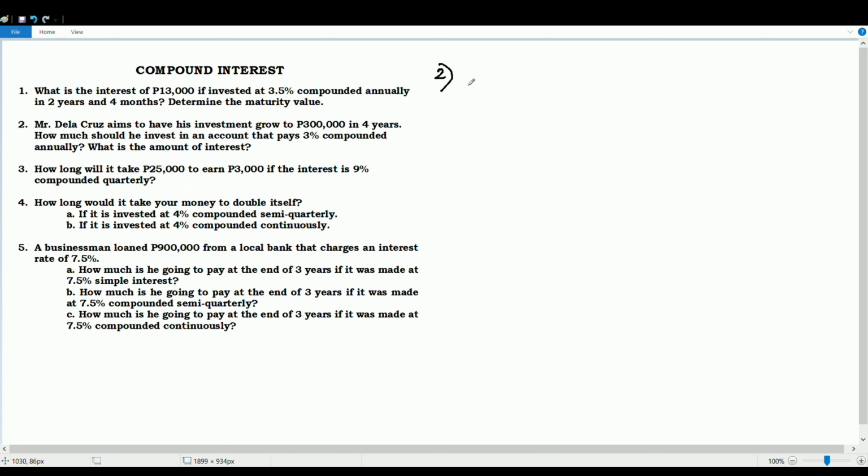Under number 2, he wants to grow his money to, so that's the future value. So F is equal to 300,000 pesos. Okay, and then we have T is 4 years. The rate that is compounded annually is 3%, that is 0.03. And we are looking for the value of P. How much should he invest? Then we are also looking for the interest.